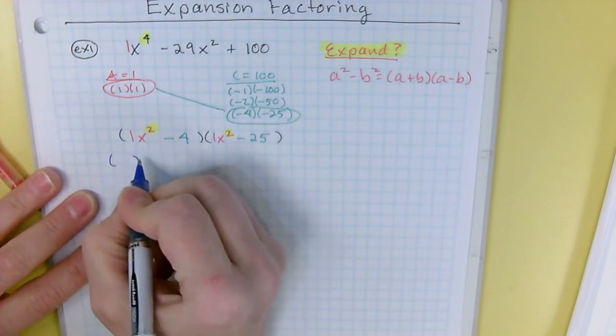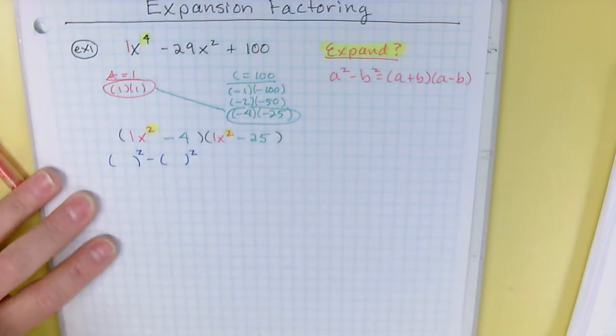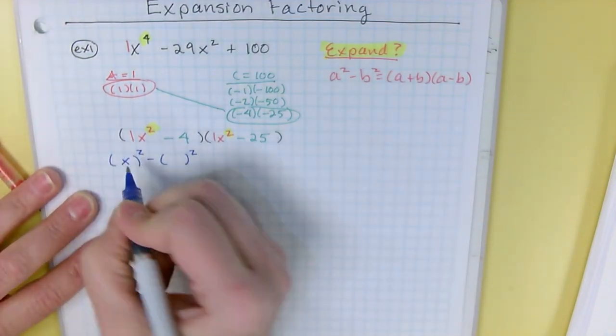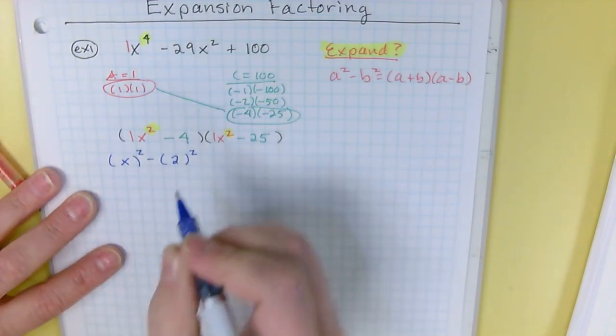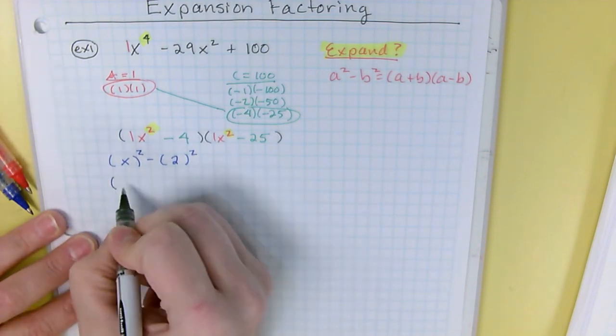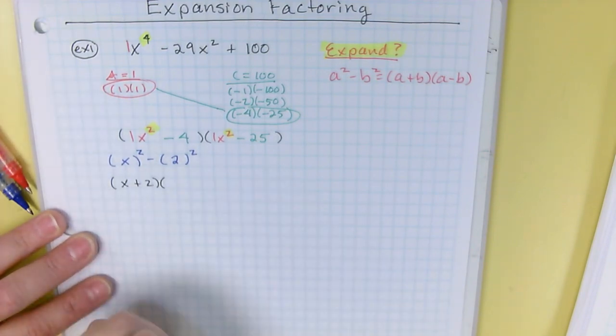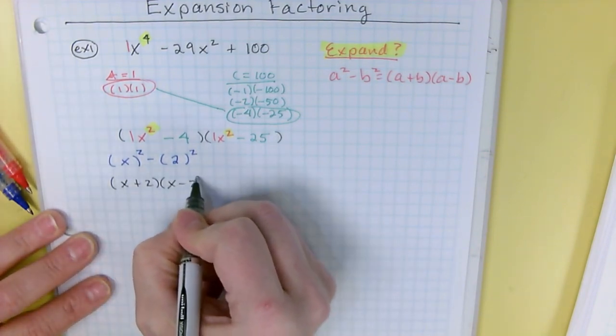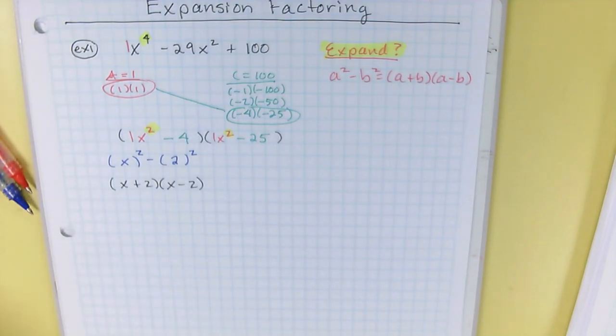So can we write this first one as something squared minus something squared? Well, x squared is x squared. 4 is 2 times 2. So yeah, we can. So a plus b, x plus 2, a minus b, x minus 2. And those are single x's, so we're done.